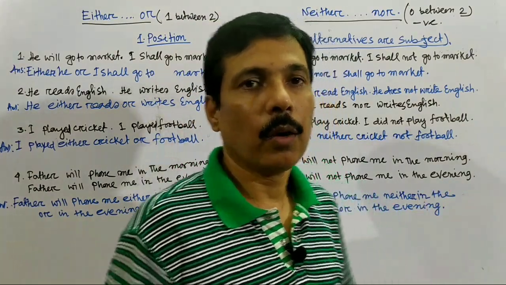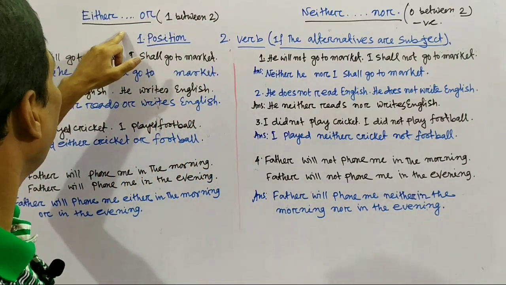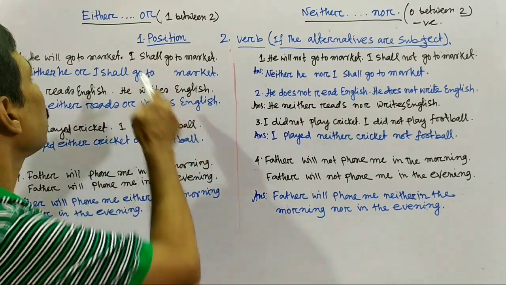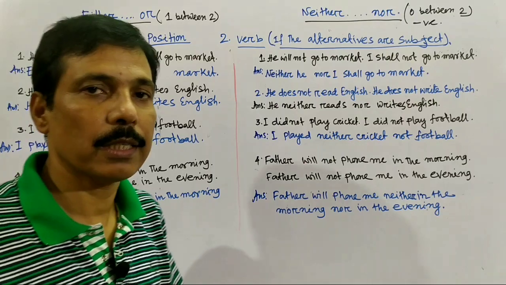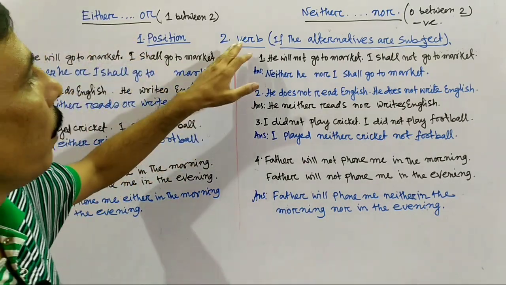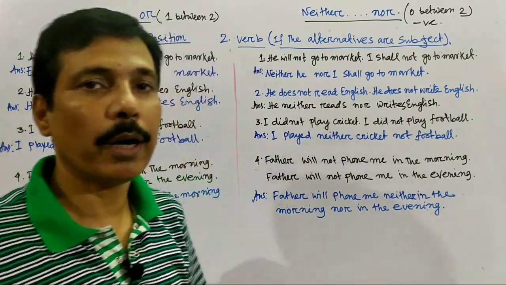Set both things in your mind. What is the first thing? Its position. That means where you use either or, neither nor, in which place in the sentence. It is very important and crucial. And number two, the verb. Which verb we write, which verb we use.